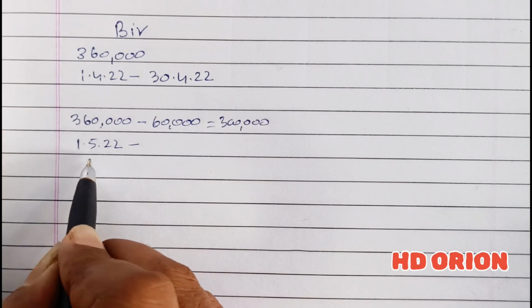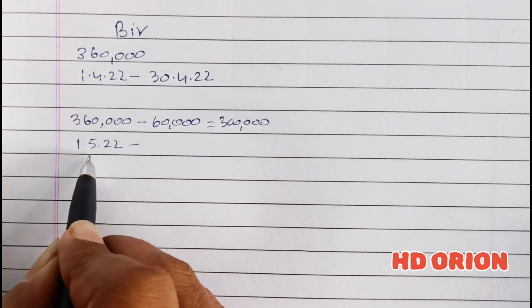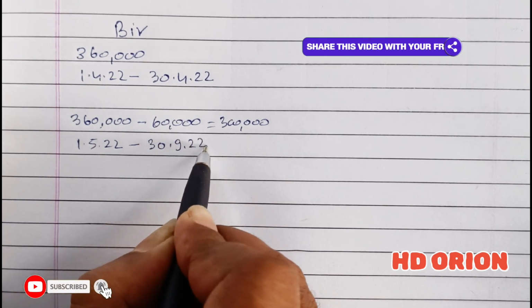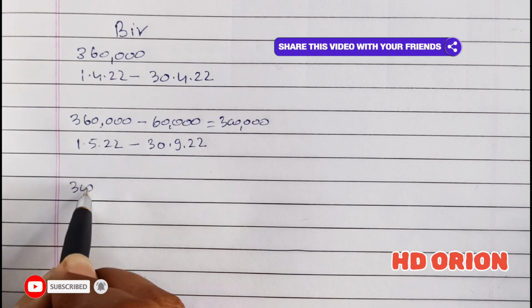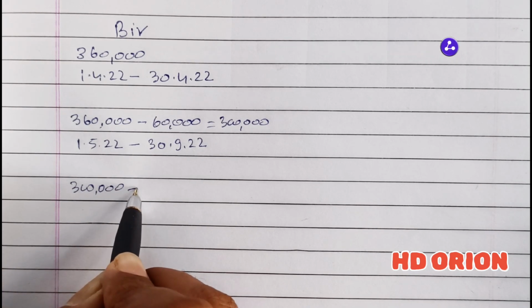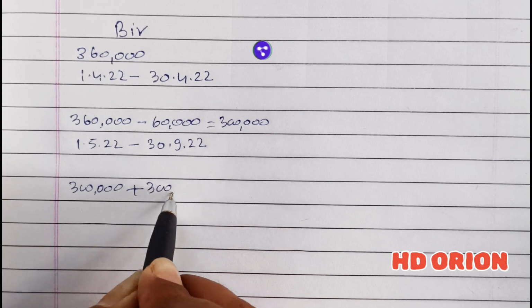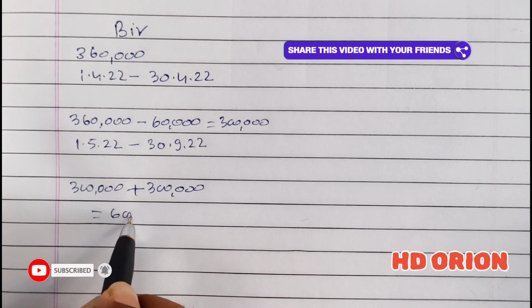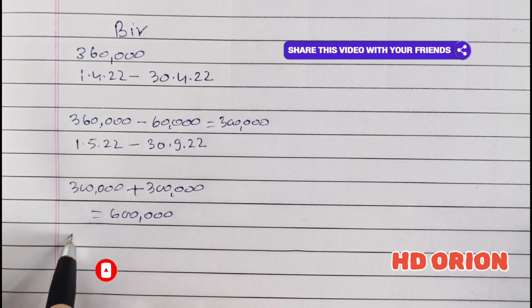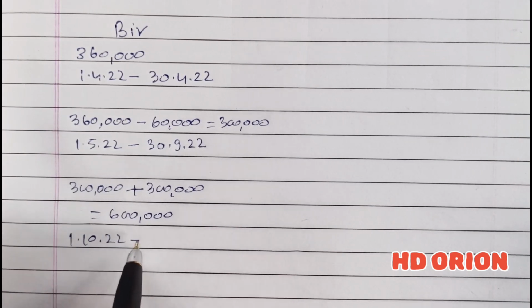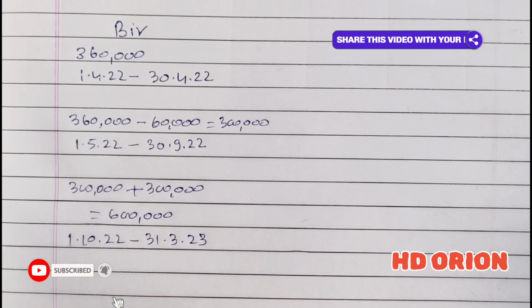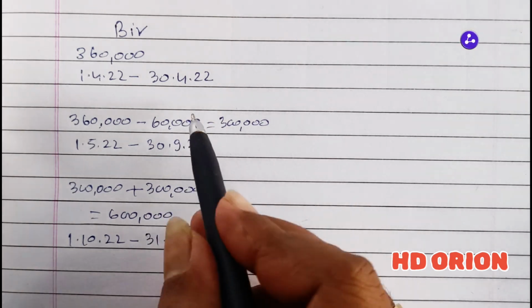So it remained in the business from 1st of May 2022 to 30th of September 2022. Then this 3 lakh plus 3 lakh, because there was an additional capital brought by Beer of 3 lakh. So his capital became 6 lakh on 1st of October 2022 and it lasted till the last day of the accounting year, 31st of March 2023. So here also we will charge accordingly.